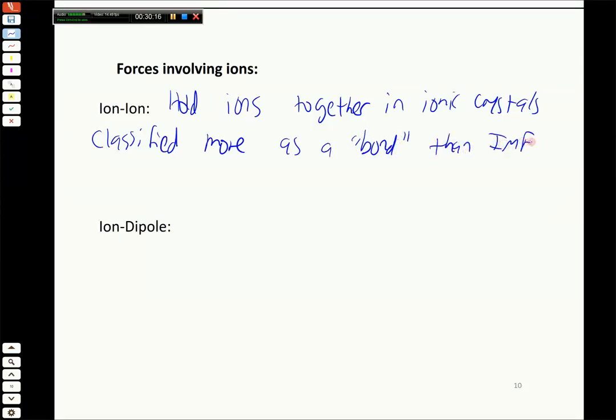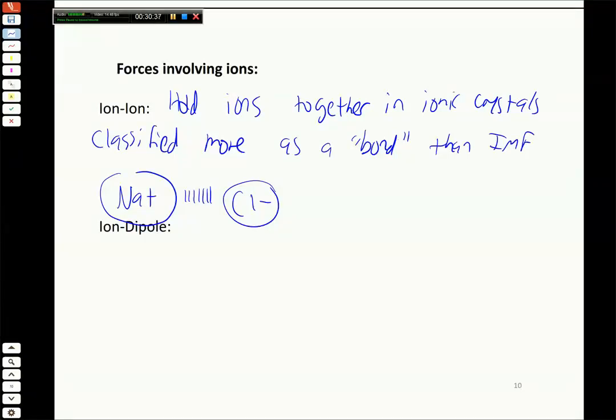But we should recognize, based on what we've talked about now, that if we have two charged species of opposite charge, so let's say Na plus and Cl minus, we have a very strong interaction between those. These are permanently charged species, and so that force of attraction is going to be very strong, and that's what we would refer to as an ionic bond, or sometimes as an ion-ion force.